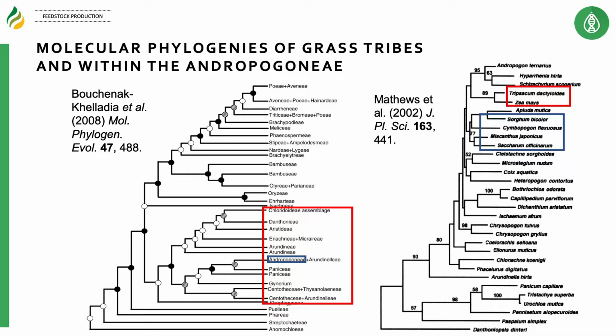So this is showing one description of the evolution of the grasses. The boxes I put in red are where we see most of the C4 grasses. And that blue box is the Andropogoneae, which is the group we're looking at. And on the right-hand side there, you can see I've got another blue box, which is showing the grasses we're particularly interested in.